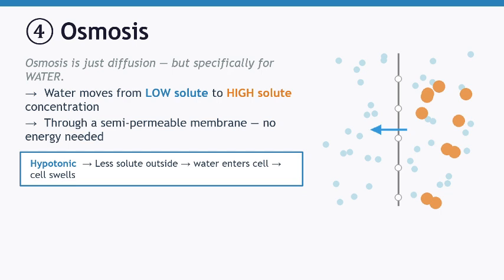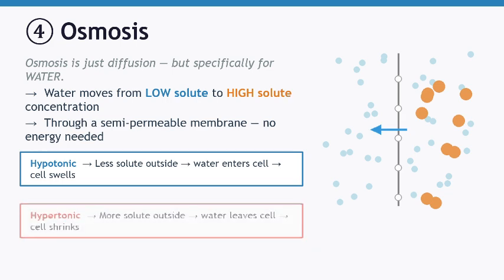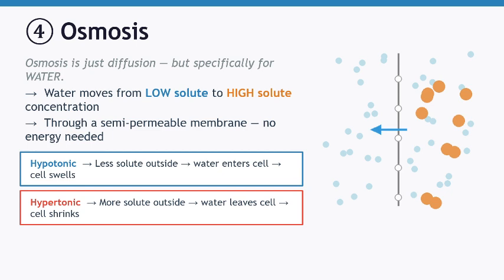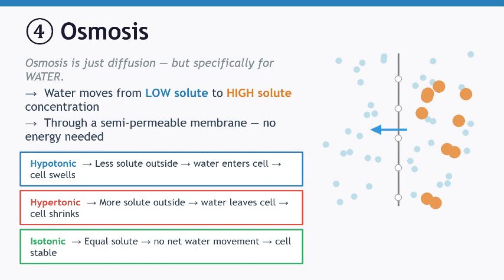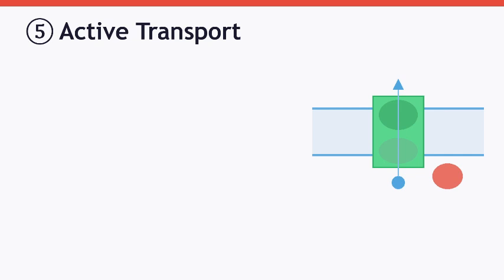Now, there are three situations to know. Hypotonic, less solute outside than inside. Water rushes into the cell and it swells. Hypertonic, more solute outside. Water leaves the cell and it shrinks. And isotonic, equal solute on both sides, no net movement, the cell stays stable. This matters massively in medicine. If you give a patient the wrong IV drip, wrong concentration, their cells can literally burst or shrivel. Getting things right saves lives.